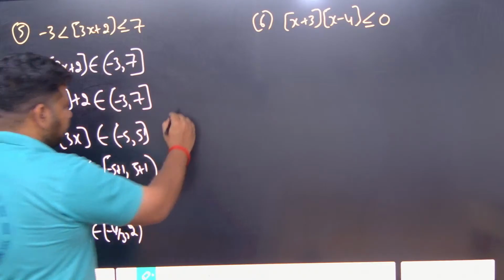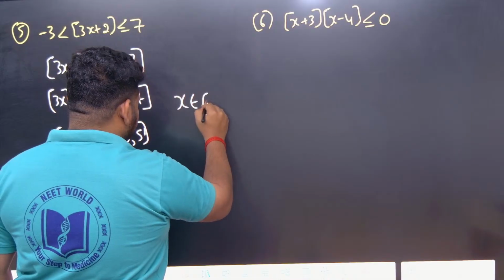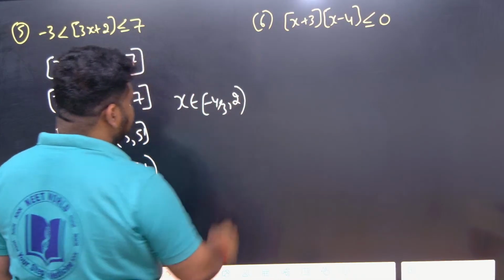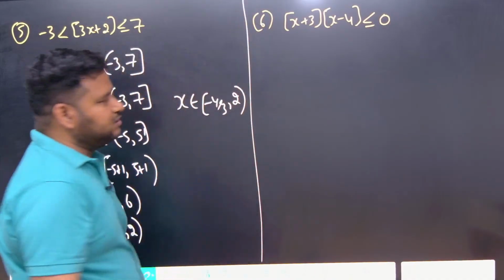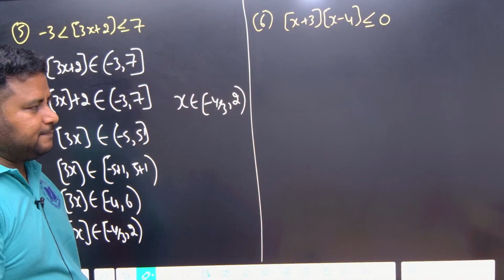So x belongs to what? Directly I can write it. x belongs to minus 4 by 3 comma open interval 2. Okay, this is how we can solve this question, friends. This is how we got to solve this question. Clear?